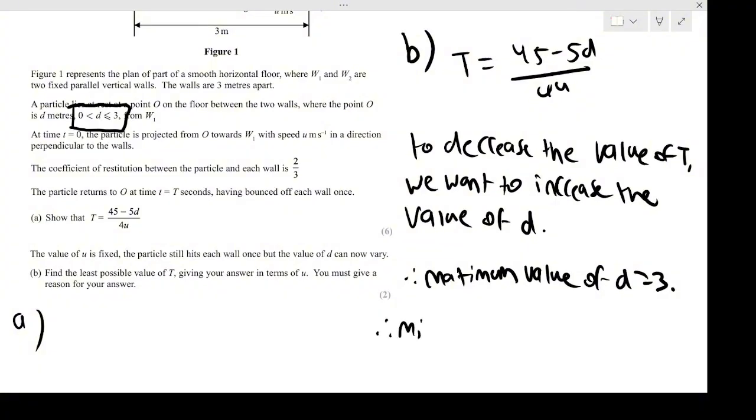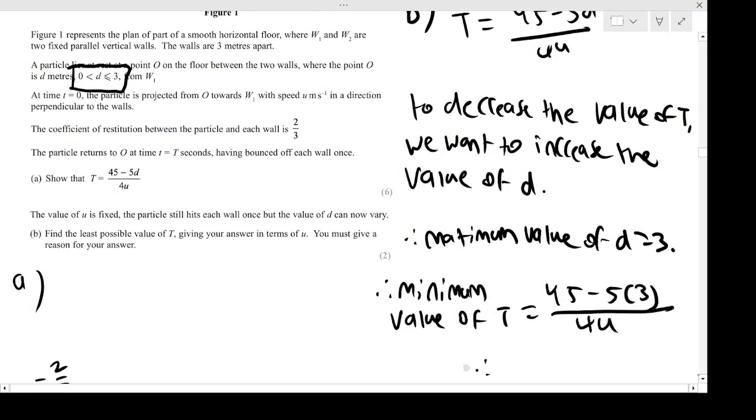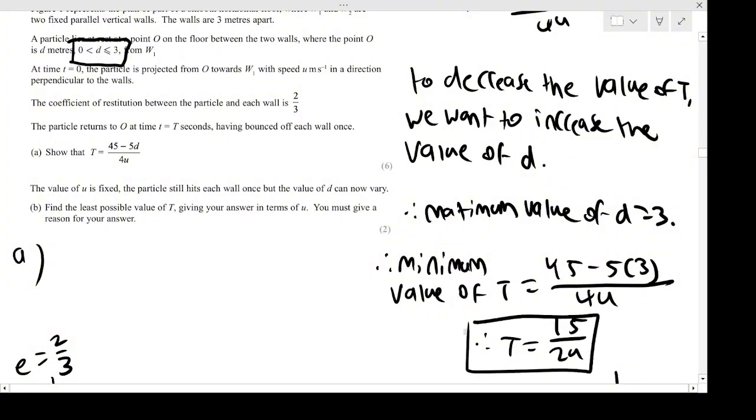Therefore the minimum value of t, if we sub d equals 3 in, is going to be 45, take away 5 lots of 3, over 4u. If we simplify this, we get t to be, in this case, 15 over 2u. Okay, and there we are. That's my minimum value for t there. So there we are. Again, a very weird question that is, but there we are. So hopefully that has helped.